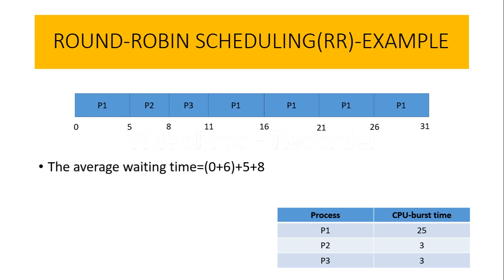So now if you calculate the average waiting time, the waiting time for P2 was 5 milliseconds, because P2 got the CPU at the 5th millisecond and P3 got the CPU at the 8th millisecond. That's why 5 plus 8. Now coming to P1 here, P1 did not wait for the CPU to get allocated, because the execution started with process P1. So initially the waiting time was 0.